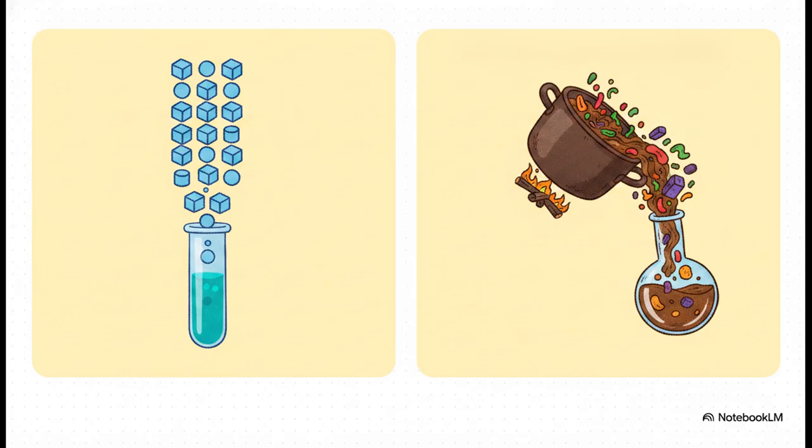On the other hand, we have complex media. This uses undefined constituents. We're talking rich, somewhat mysterious ingredients like beef extract, yeast extract, or peptones. Think of the famous Luria-Bertani broth used for E. coli. It's basically a highly nutritious beef stew where we know for sure it works perfectly, even if we don't know the exact identity of every single molecule in the pot.